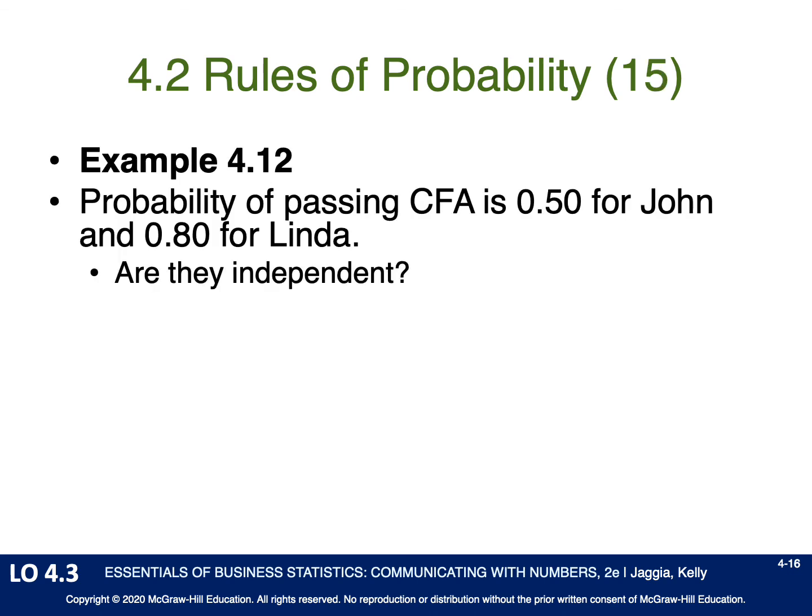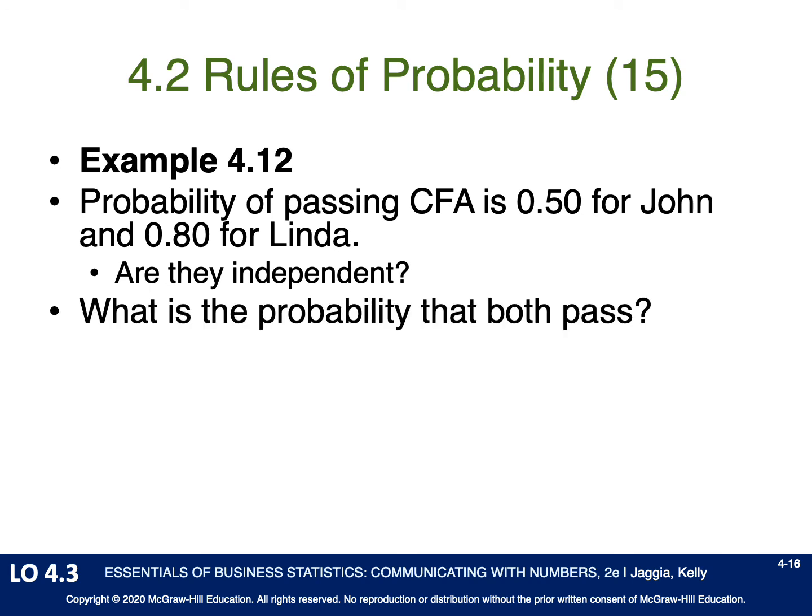So let's look at another scenario here. So the CFA is the Chartered Financial Analyst exam, and we're told the probability of John passing is 0.5. And the probability of Linda passing is 0.8. So first of all, are these events independent? Is the probability of John passing affected by or conditional on Linda passing, or is the probability of Linda passing affected or conditional on John passing? What do you think? So let's look.